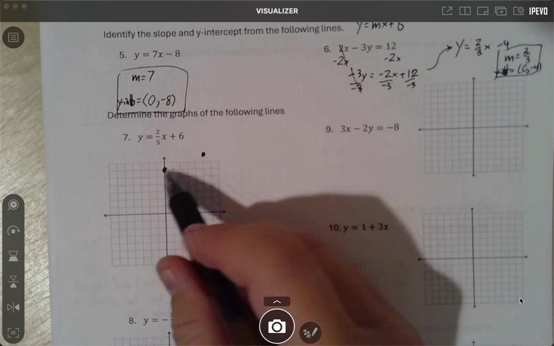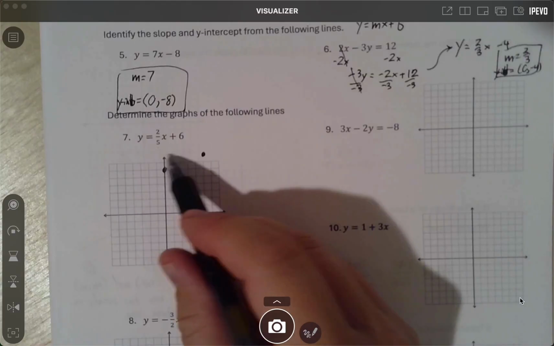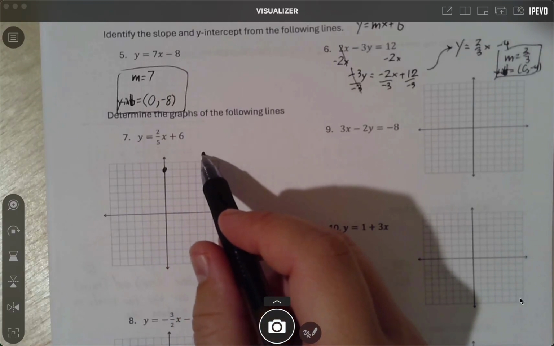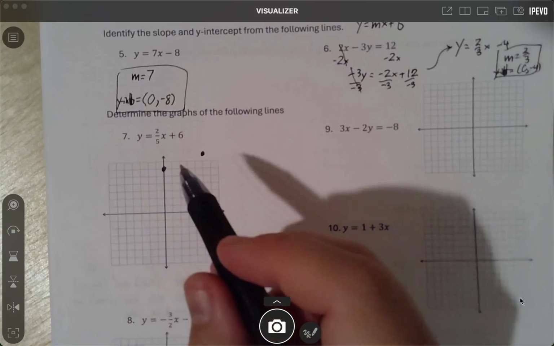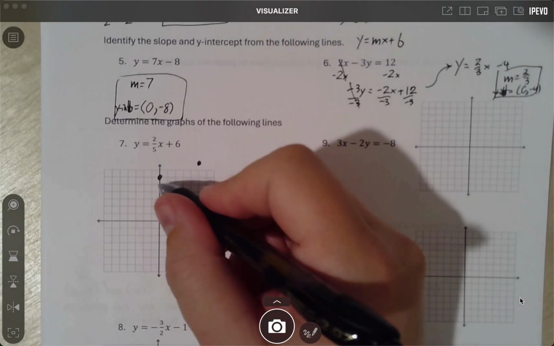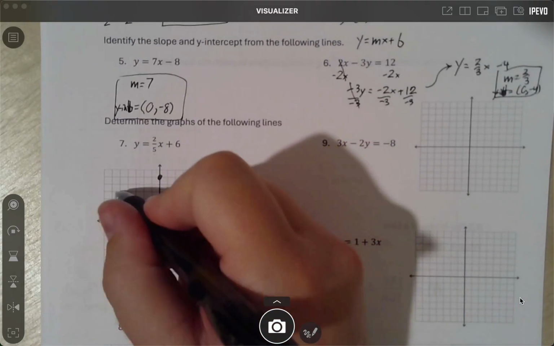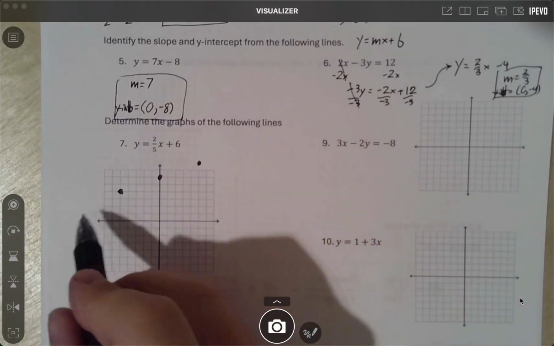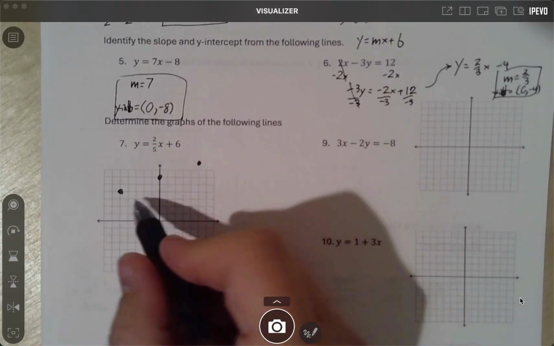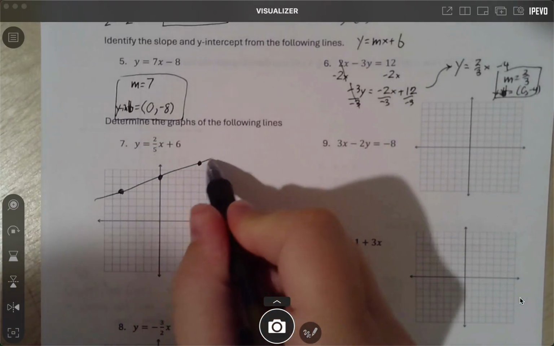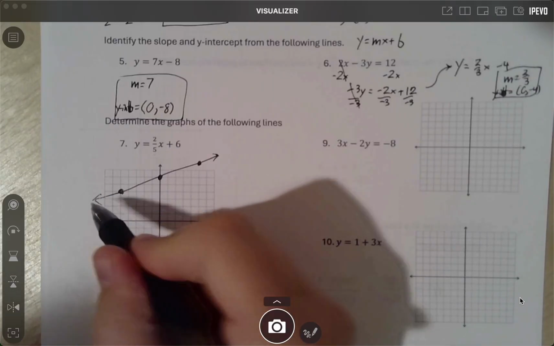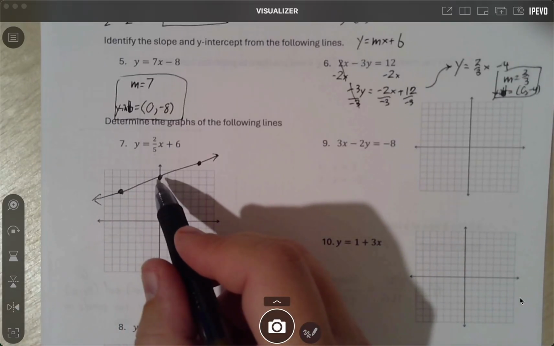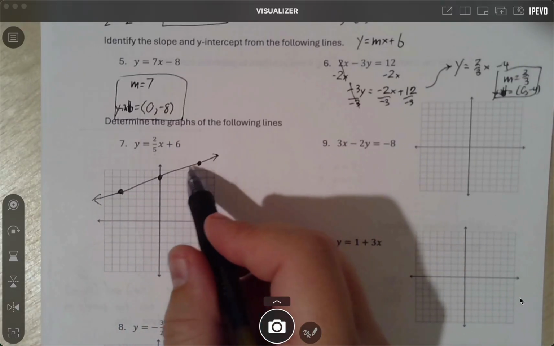You could say, well, wait a minute. To go from here to here, I went up 2, right 5. But now think about it in reverse. To go from here to here, I went down 2, left 5. Well, could I go down 2 and left 5 again? Yes, I could, and I'd end up right here. And you can see that that fits the same pattern of that line. So you can apply your slope, I guess I'd say forwards and backwards.